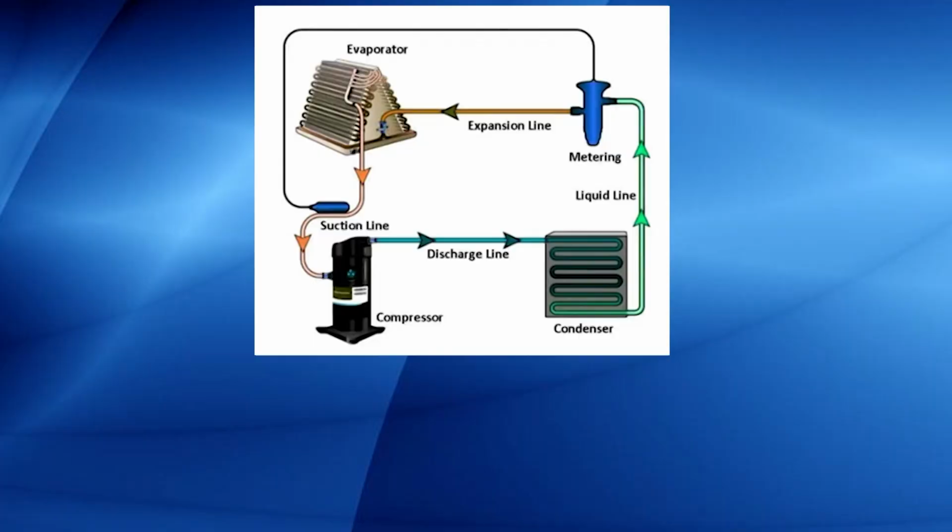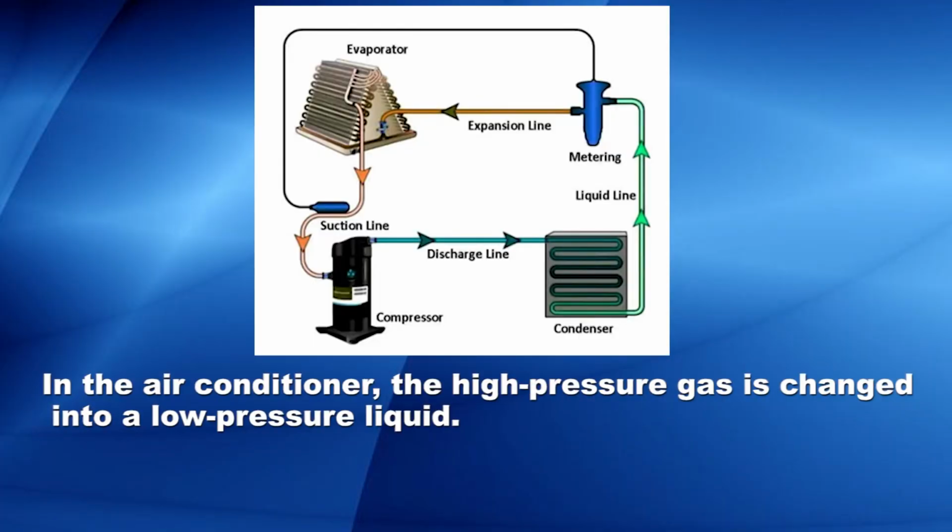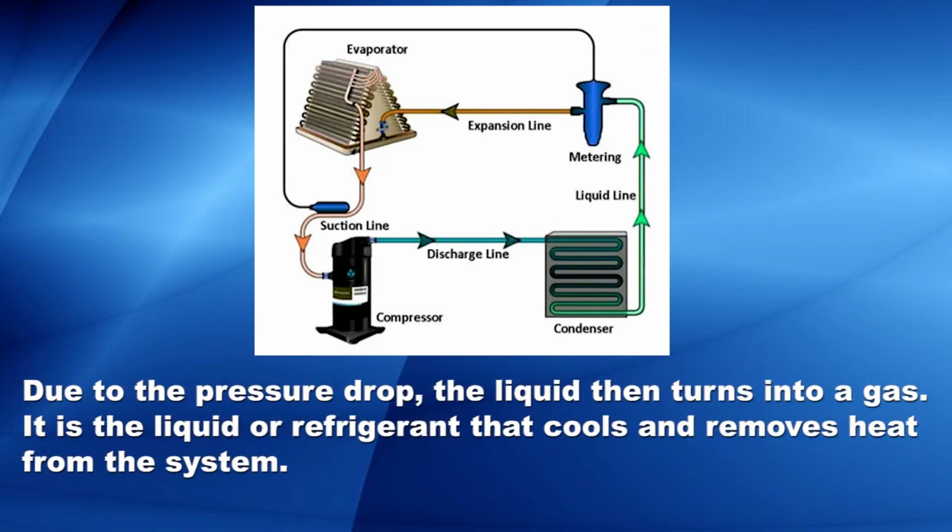Evaporator. The evaporator is located inside the indoor unit and linked to the condenser by a thin pipe. In the air conditioner, the high pressure gas is changed into a low pressure liquid. Due to the pressure drop, the liquid then turns into a gas. It is the liquid refrigerant that cools and removes heat from the system. The evaporator turns the fluid into a gas, which is then compressed by the compressor.